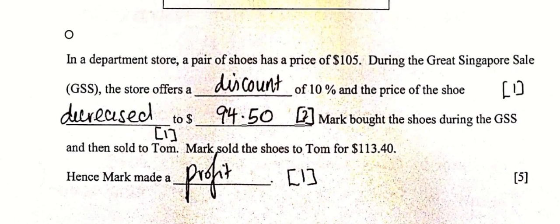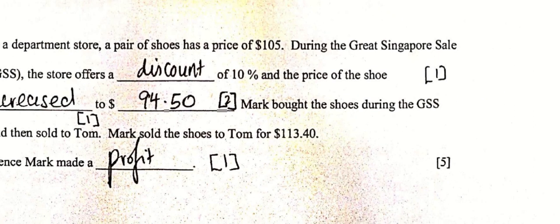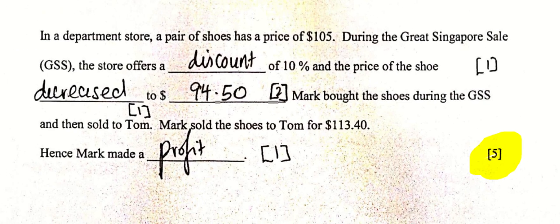Okay, so this is fill in the blanks. Again, this kind of question will not come out for exams, so please don't be too happy. And it's worth 5 marks. My goodness, 5 marks. How cheap is it? 3 marks. Okay. Now, let's take a look. Okay, in the department store, a pair of shoes is priced at $105. During the GSS, the store offers a discount of 10%.